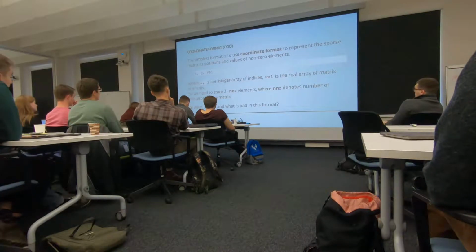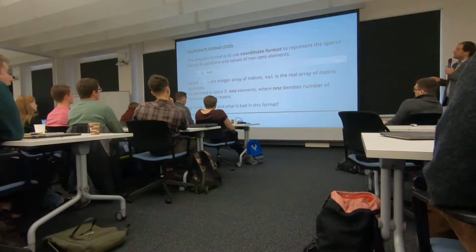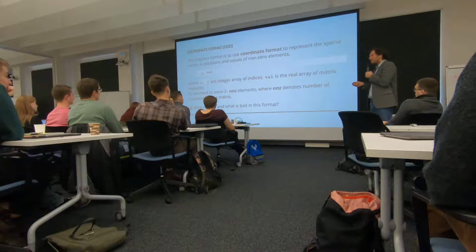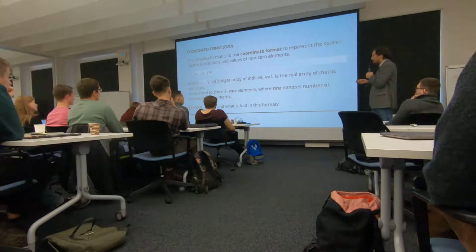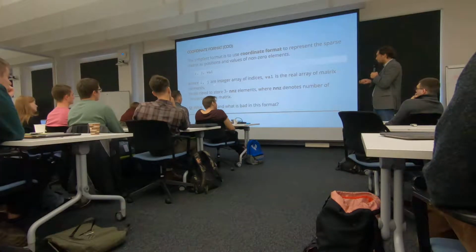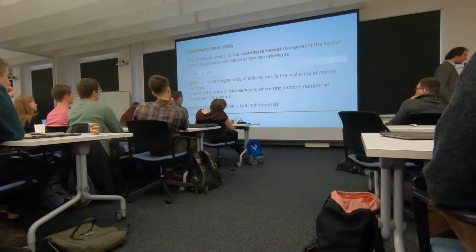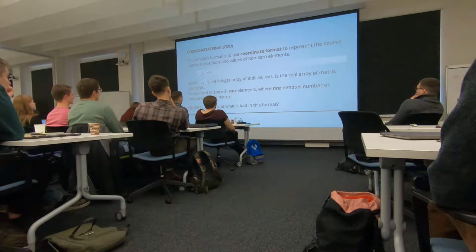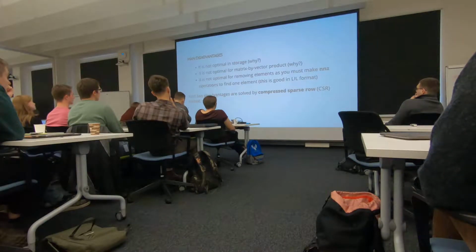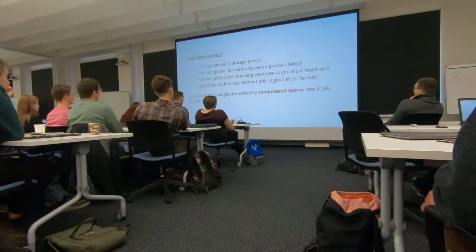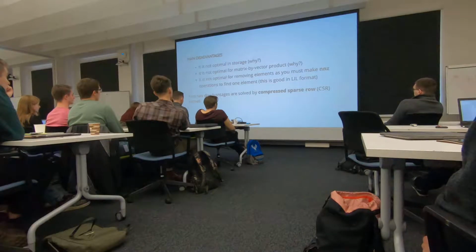So coordinate format, you store 3 arrays, one integer array, another integer array, and one for the values, and all of these 3 arrays have the length that is equal to the number of non-zeros in the matrix. So this is what we store. It's a very simple format, but it's not good for matrix by vector product. It's not optimal for storage, we'll show you in a second. It's not optimal for matrix by vector product, and it's not optimal for removing elements.